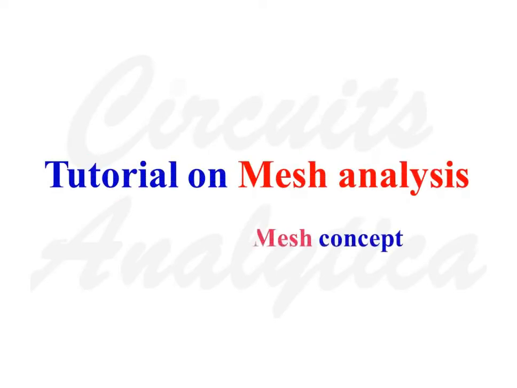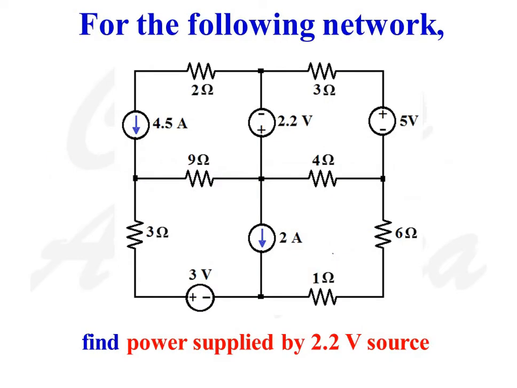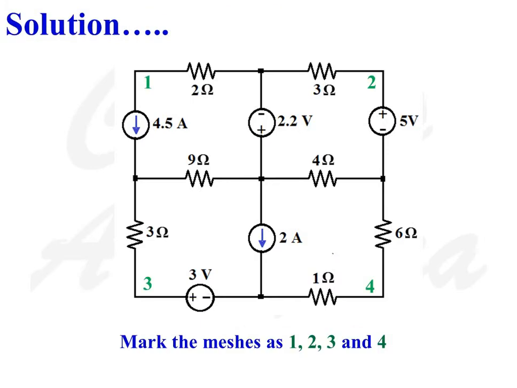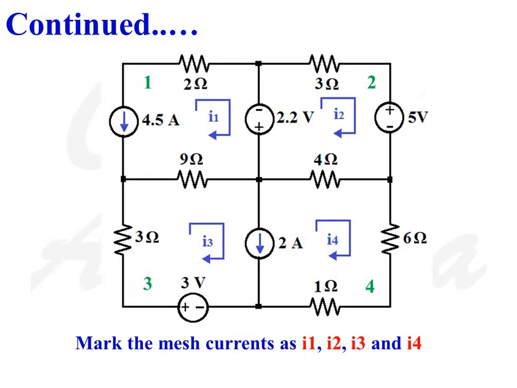In this video, we will discuss a tutorial on mesh analysis using the Supermesh concept. For the following network, find power supplied by 2.2 volt source. First of all, mark the meshes as mesh 1, 2, 3 and 4. Mark the mesh currents as I1, I2, I3 and I4.